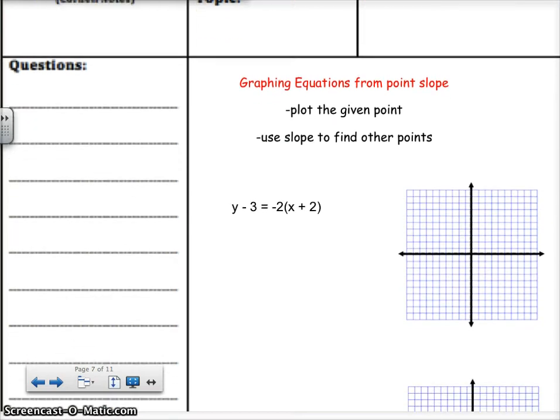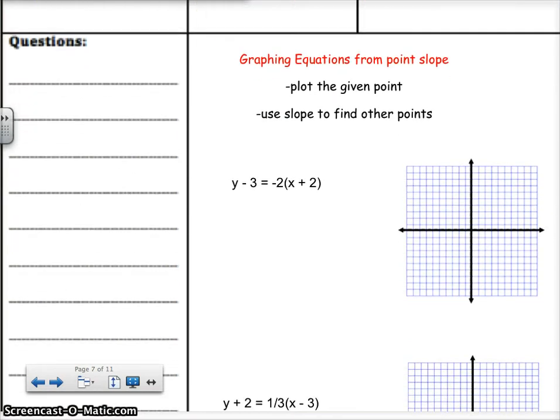Okay, graphing equations from point slope. You want it to look like this: a point and the slope. You're working backwards this time. You want a point and a slope. So all we do is we plot the given point and use the slope to find other points.